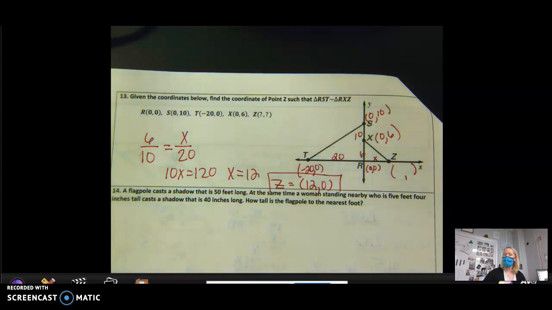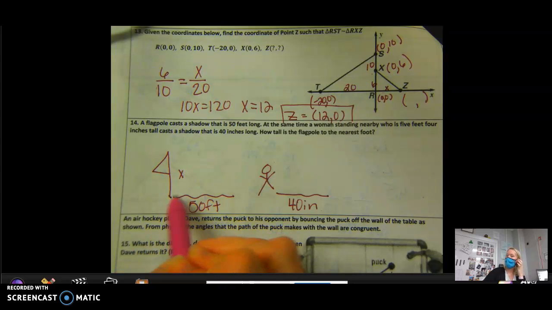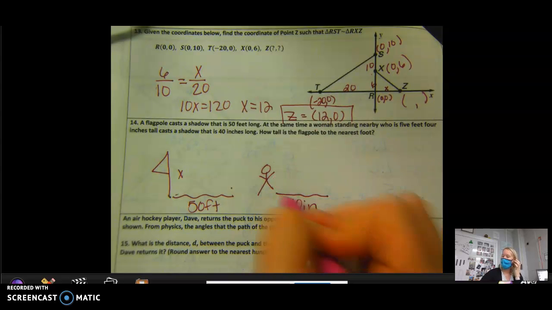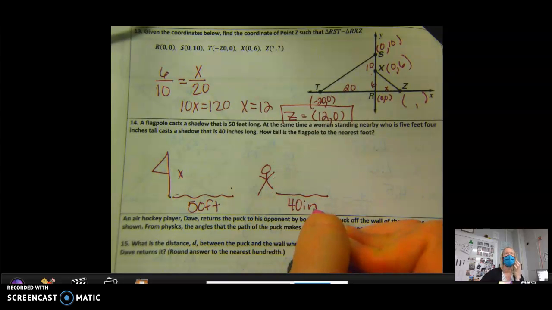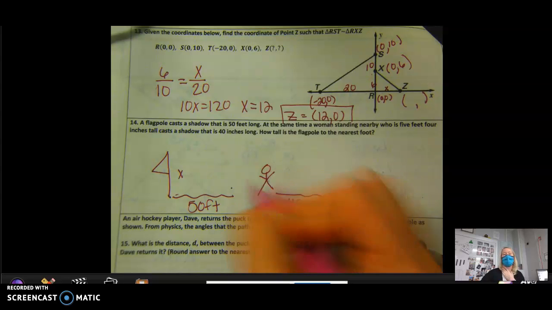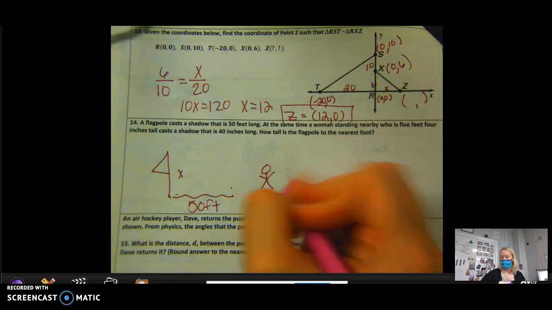Okay, number 14. I want you to draw a picture and try solving it start to finish on your own. How tall is the flagpole, given that the shadow is 50 feet. The person is 5 feet 4 inches, and that person's shadow is 40 inches. So I need to make the person in inches also so that they have matching units. So 5 feet 4 inches is how many inches total?